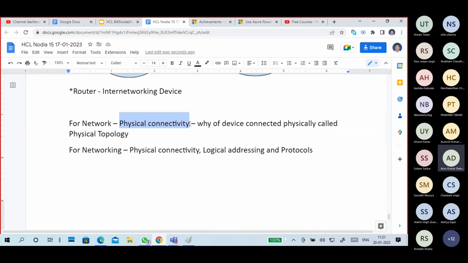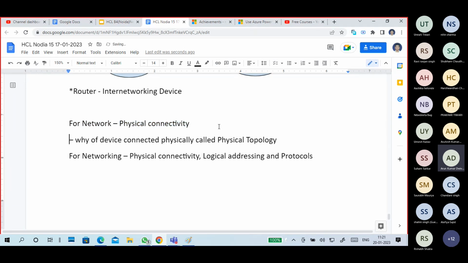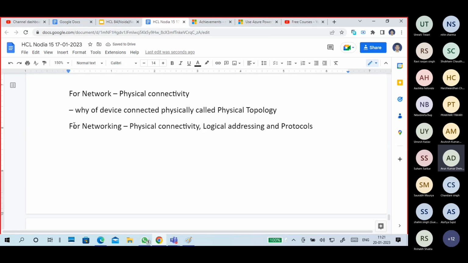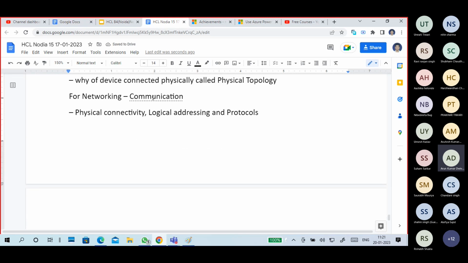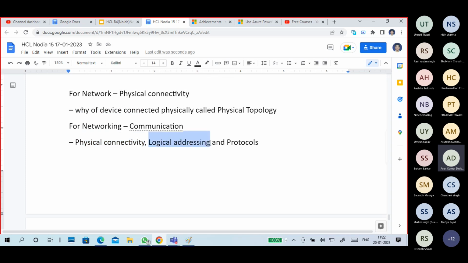Again, I'm telling you, if you want to create a network, it needs physical connectivity. The way devices are connected physically is called physical topology. Networking means communication between devices. We need physical connectivity, meaning you have to connect the devices, give an IP address, and then protocols to communicate.